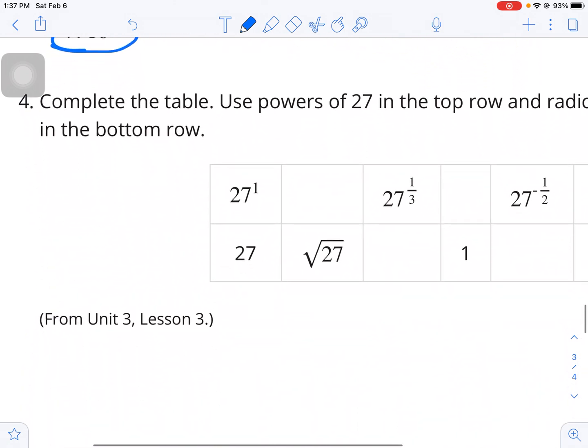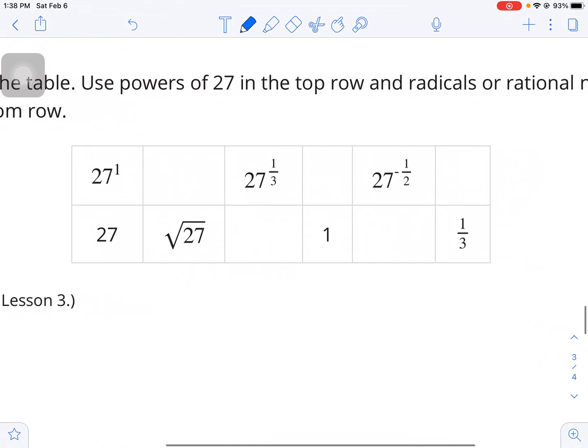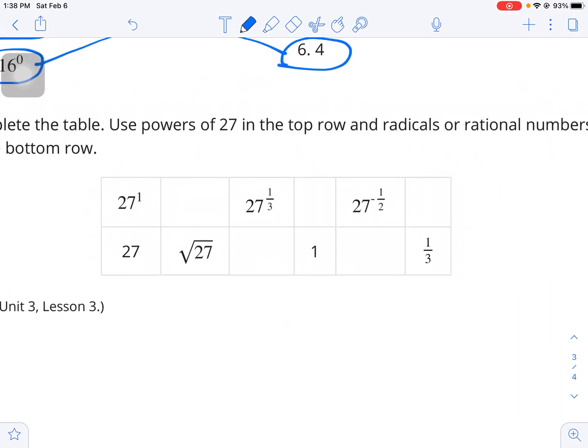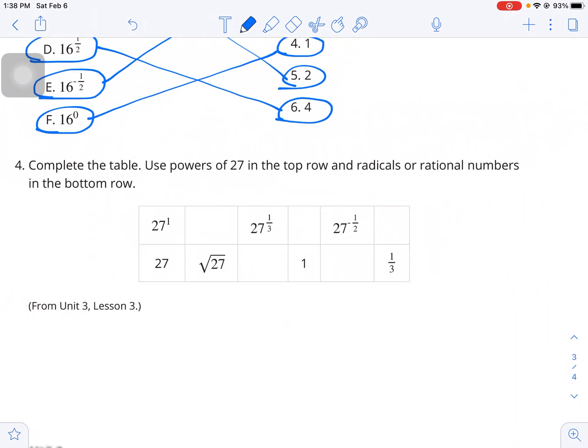Number 4, complete the table and use powers of 27 in the top row and radicals or rational numbers in the bottom row. So for the first one, I have 27 to the first power is 27. They've done that one for us. The next one, we have the square root of 27. We want the top row as powers of 27. So we learned last week that that's the same as 27 to the 1/2.